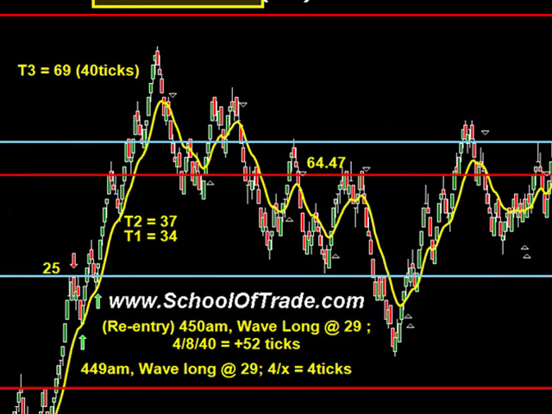This is a wave long at 29. This particular first entry here was a 4 tick winner. It was a first profit target at 4.